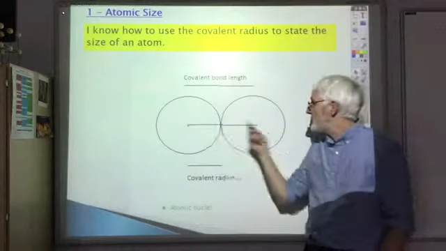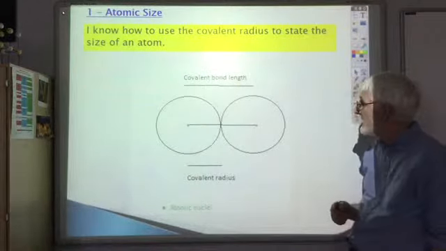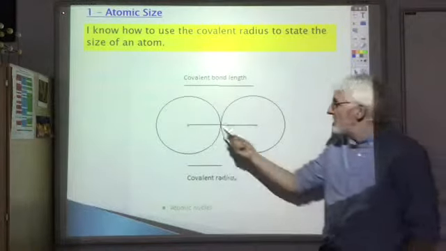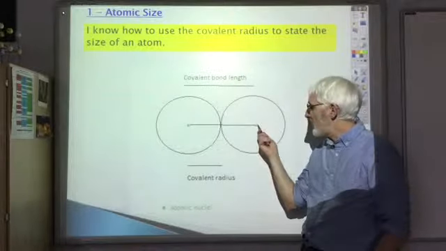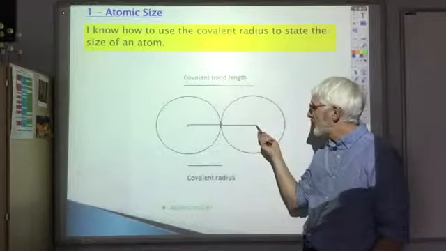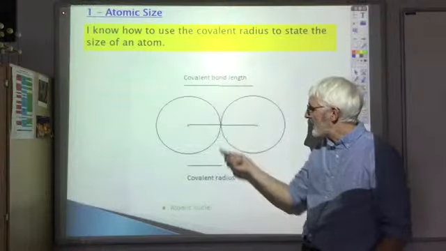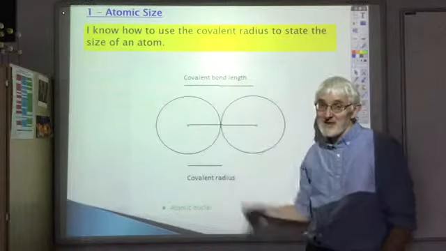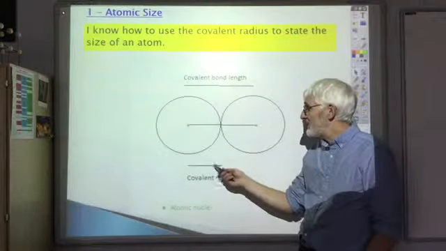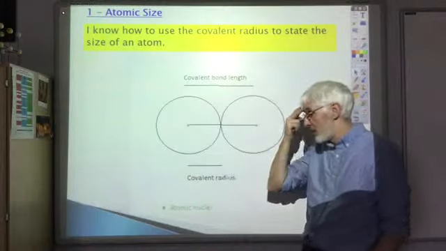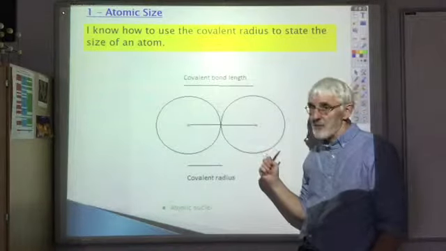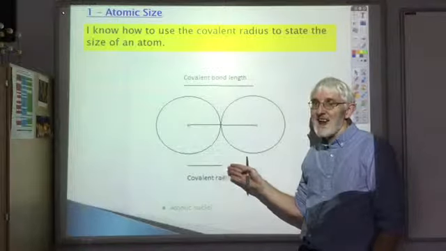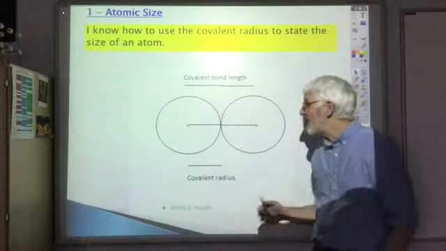Now here are two atoms involved in a covalent bond, and it's easier with very sophisticated technology to measure the distance from one nucleus to the other. We can actually measure that. And if we half that, we get a measure of the covalent radius, which depends on the size of the atom. So if the covalent radius is small, the atom will be small. If the covalent radius is big, the atom will be big. So we use the covalent radius as an indicator of the relative size of the atom.